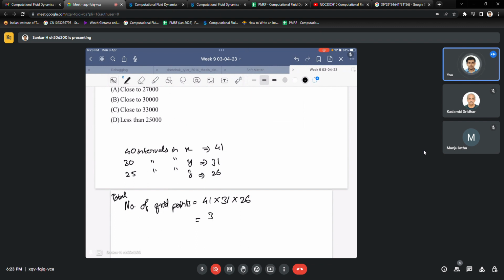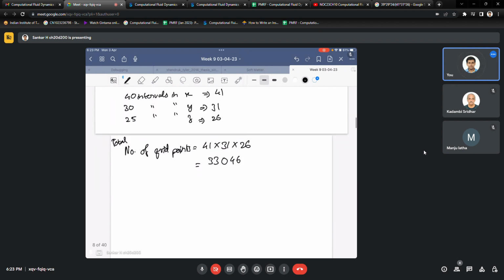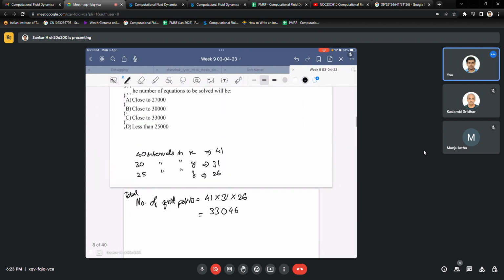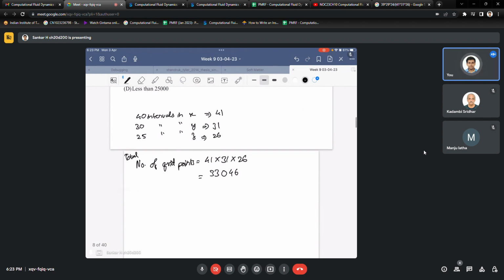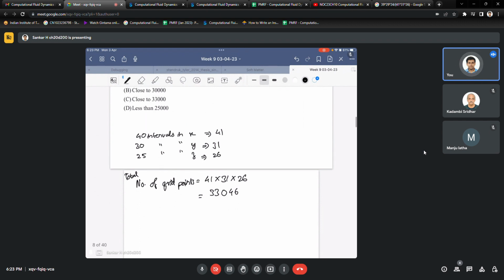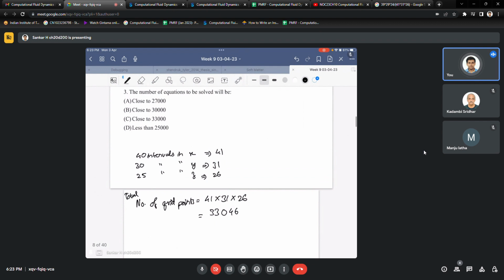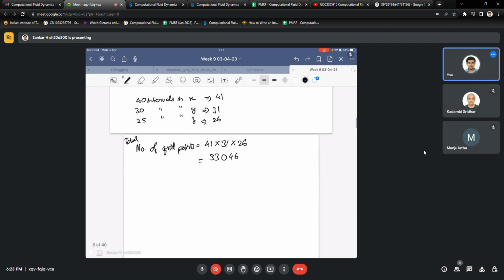It will be 33,046 grid points. Since there will be 33,046 grid points, we know the function value at the end or the faces of each of these problems.